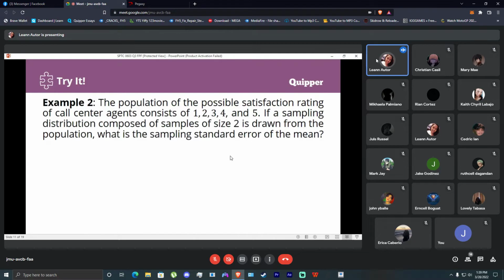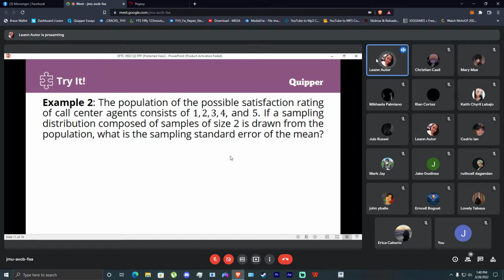All right, let's solve this one together. The population of the possible satisfaction ratings of call center agents consists of 1, 2, 3, 4, and 5. If a sampling distribution composed of samples of size 2 is drawn from the population, what is the sampling standard error of the mean? I want you to get your notebook, or you can do this in any paper that is available.